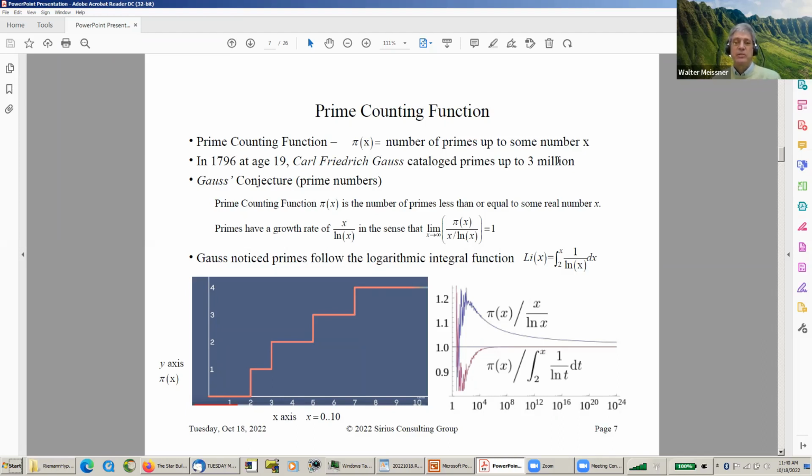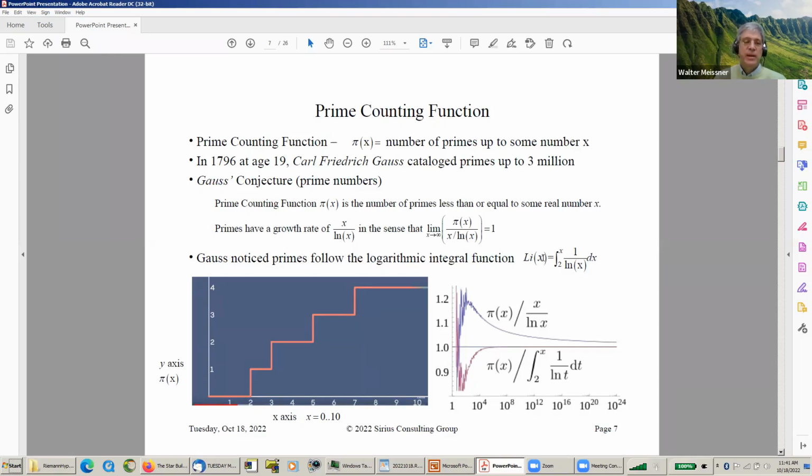People are not sure how he did this. They speculate he used the sieve method. Basically he noticed, as others did, that primes have a growth rate of x over log x. But he also noticed, because he went to such a high number of primes, that the best fit really is this logarithmic integral function Li of x.